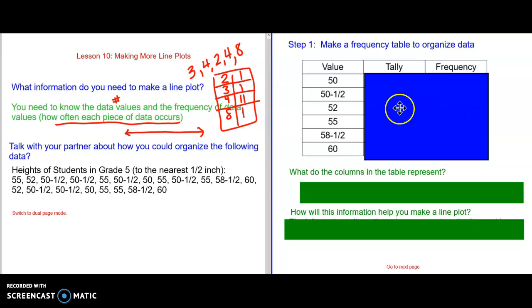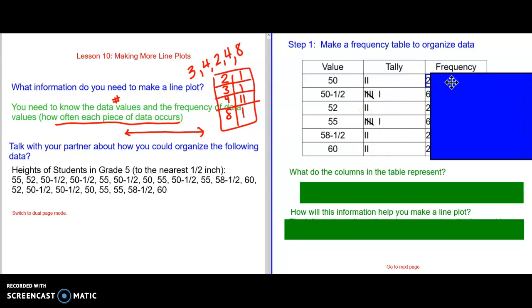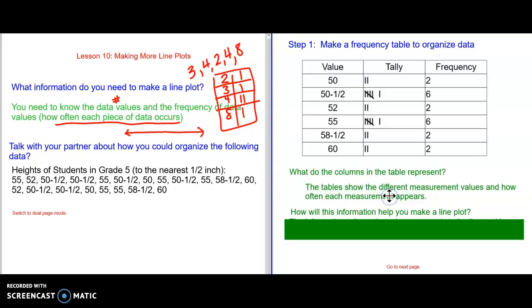Hopefully I didn't make a mistake. And I put in tallies for each different number that was over there. So I put all my, sorry about that. So make that disappear. So then I put all my tallies in, and then I put the frequency. So that's just the number for how many times it happens. Okay. So the columns in this table are just showing the different measurement values and the frequency and the tally is just how often each one happened.